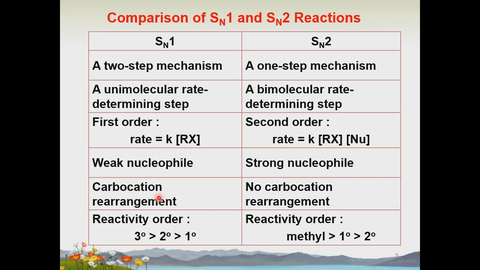Carbocation rearrangement would occur in Sn1, but in Sn2 there would be no rearrangement. And for the reactivity order in Sn1, the tertiary haloalkane is more reactive compared to secondary and compared to primary. The reactivity order for Sn2 is that the methyl halide would be more reactive compared to the primary haloalkane and secondary haloalkane.